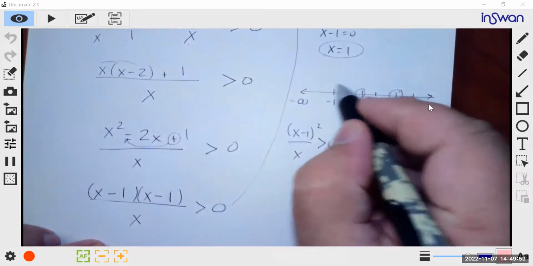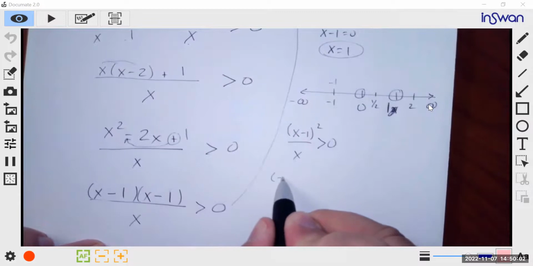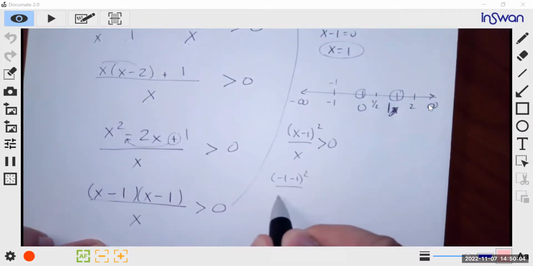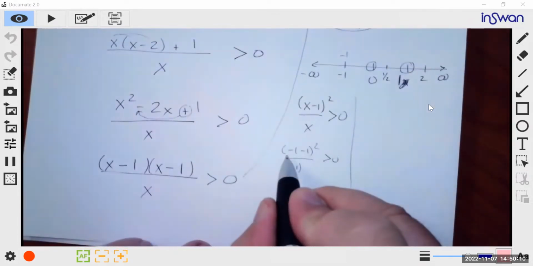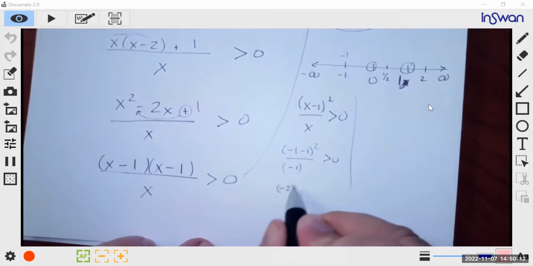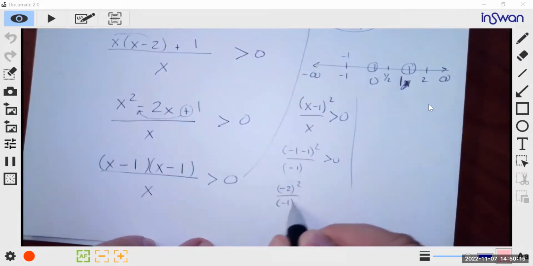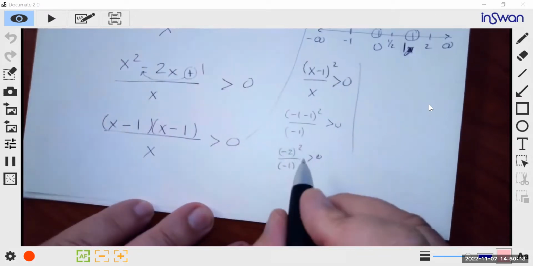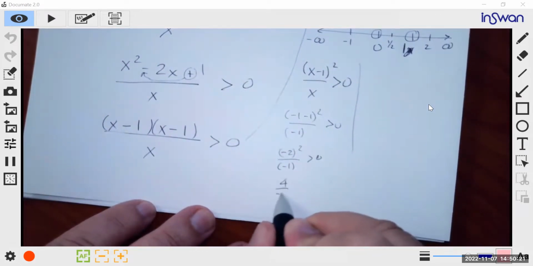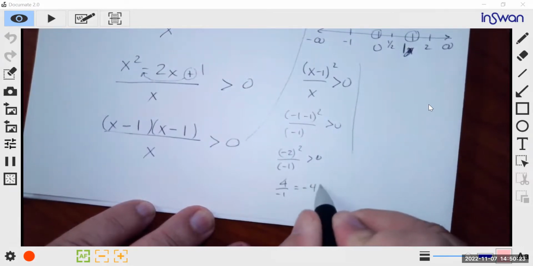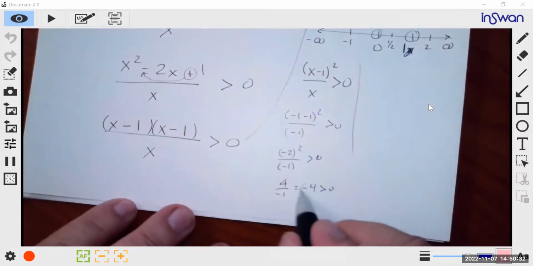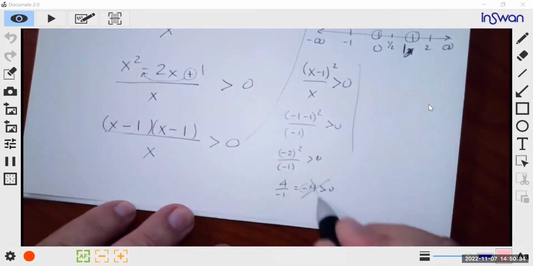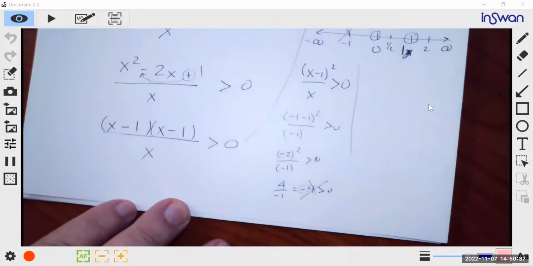So we plug in -1 first. -1 minus 1 squared over -1. Is that positive? -1 minus 1 is -2 squared. -2 squared is 4 over -1 is -4. Is that greater than 0? No, because it's negative. Negative is not greater than 0, so that doesn't work.